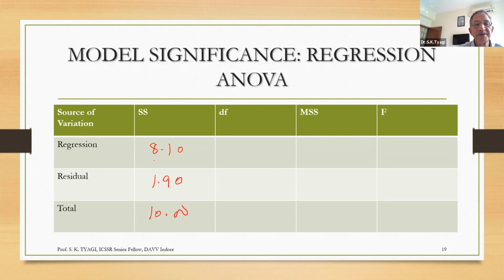Now degree of freedom for regression is 2. Degree of freedom is number of predictors. Yeah, because there are two variables x and y, so 2 minus 1. So degree of freedom here is 1. And degree of freedom of residual is total, 4, because n is 4. This 3. So what is MSS? MSS is 8.10 and 3 divided by this.